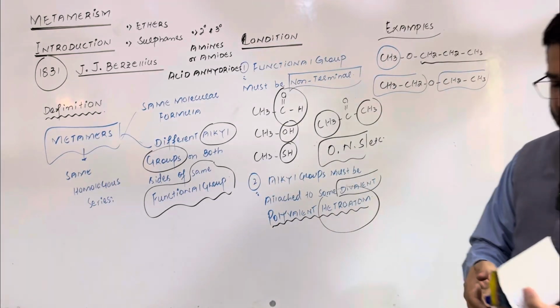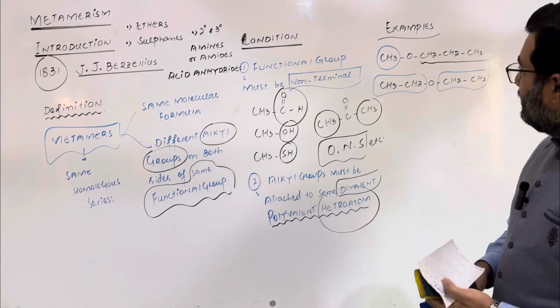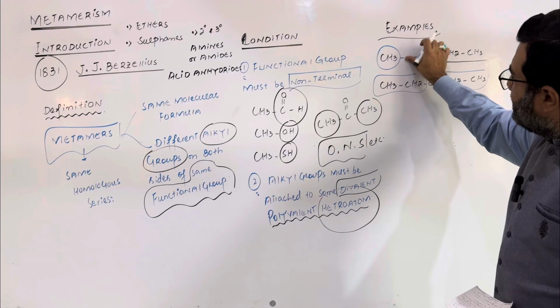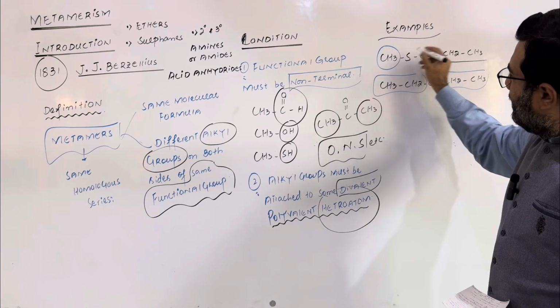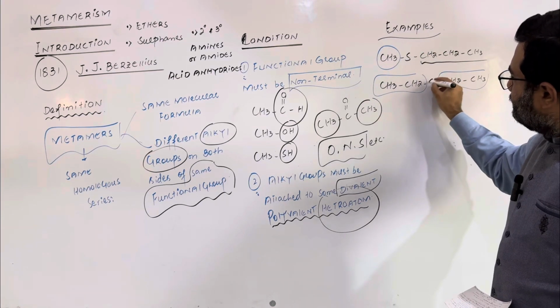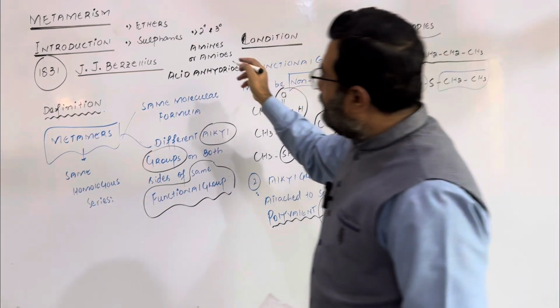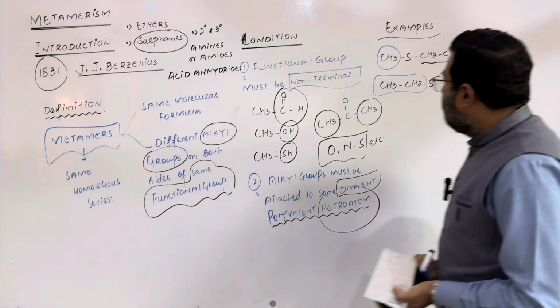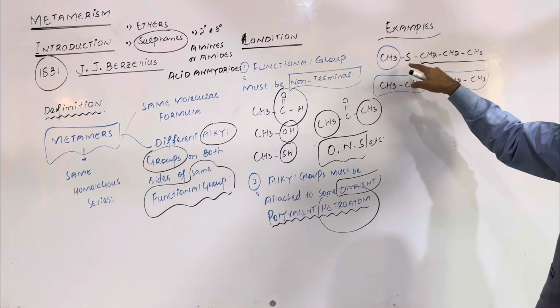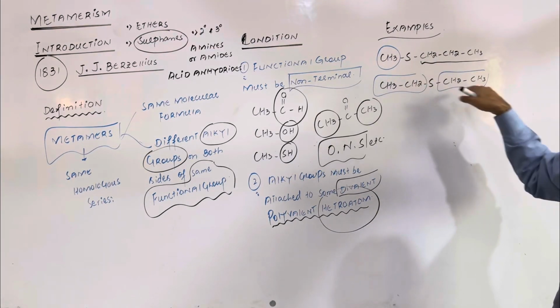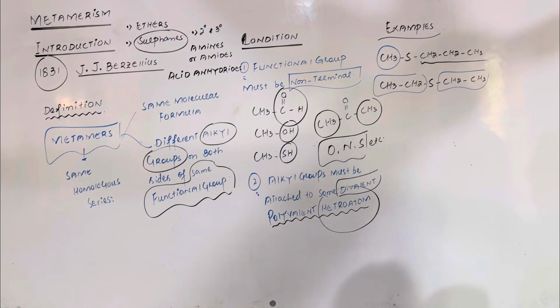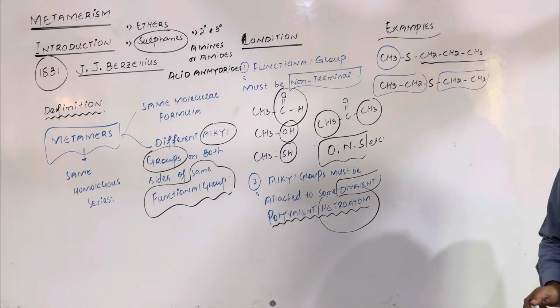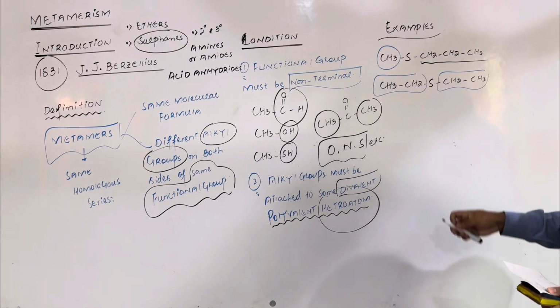Now, what are the sulfanes? They have only a sulfur atom instead of oxygen. So, dear students, if I replace this oxygen with sulfur, then they will belong to the class of sulfanes, and that will be methyl propyl sulfane and diethyl sulfane, and they will also be metamers of each other.